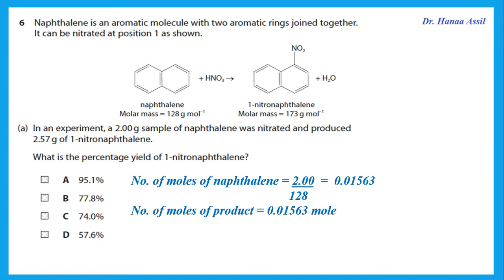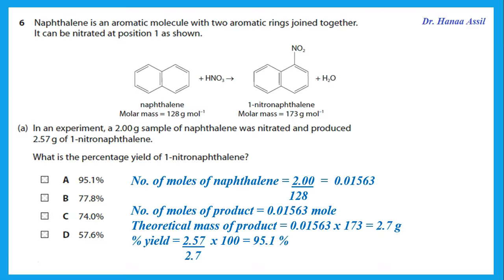The equation obviously shows that the number of moles of naphthalene is the same as the number of moles of the product. And that means now I have the number of moles of product. I can calculate the mass that should be obtained. The theoretical mass is number of moles times its Mr. So we should get 2.7 grams. They actually got 2.57. That is about 95.1% of the theoretical mass.